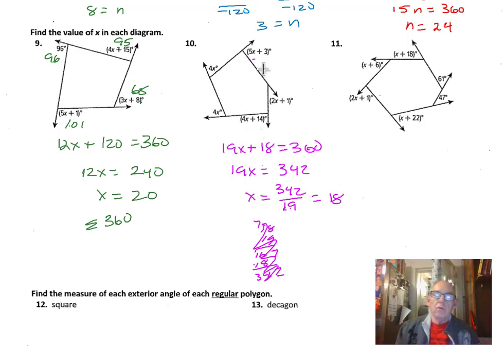And if we multiplied it through, 4 times 18 is 72. 5 times 18 is 90 plus 3, 93. 36 and 1 is 37. And 4 times 18 is 72 plus 14 makes 86. Altogether, these should add up to 360.